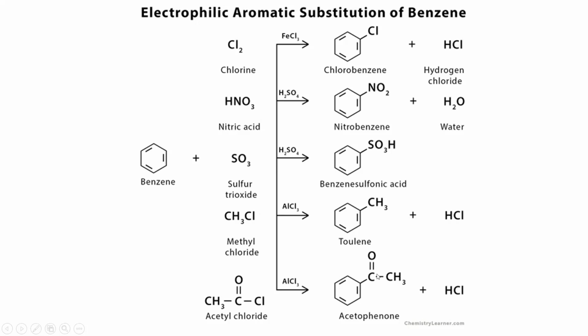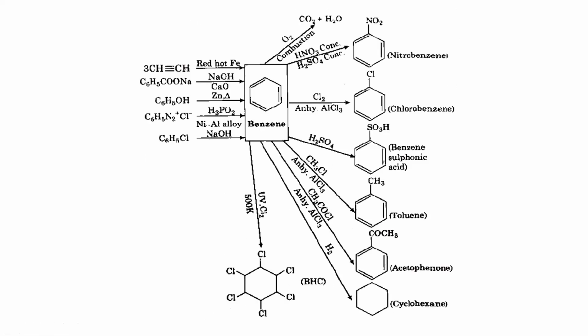Then with acetyl chloride, we obtain acetophenone. Here, instead of acetyl chloride, we can also take acetic anhydride. Only the change will be in the byproduct. If we take acetic anhydride, the byproduct will be acetic acid. So this is how the chemical reaction takes place.